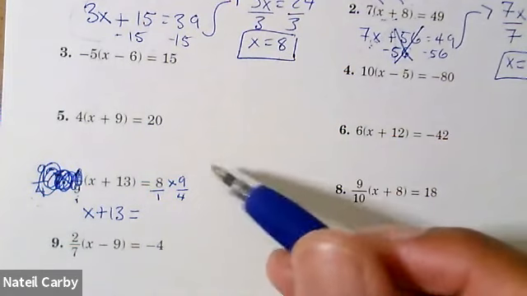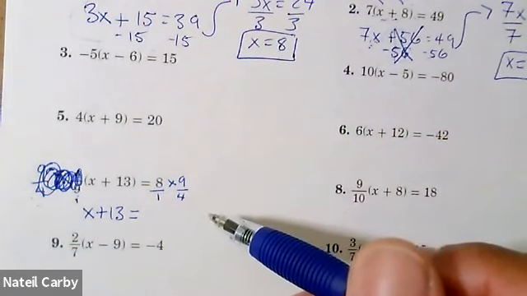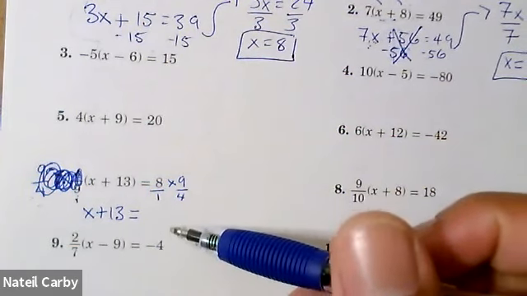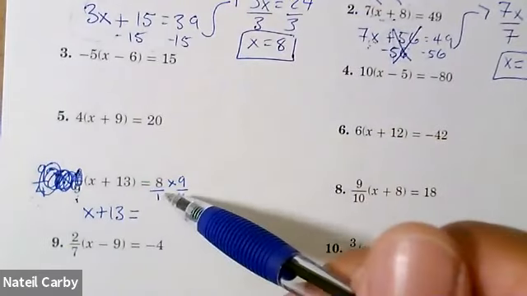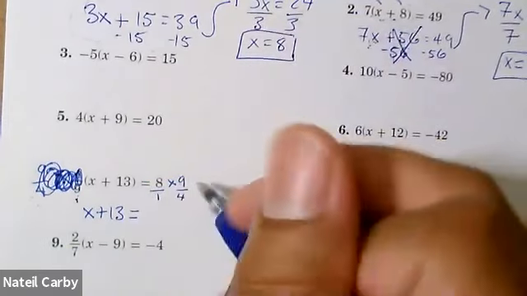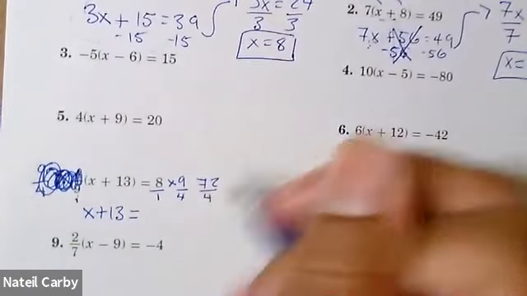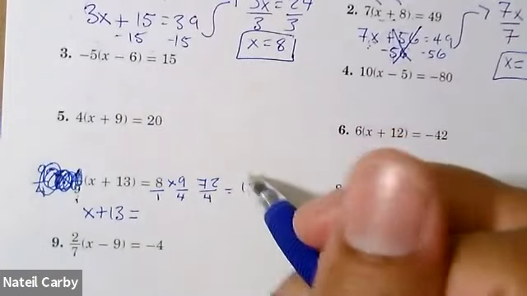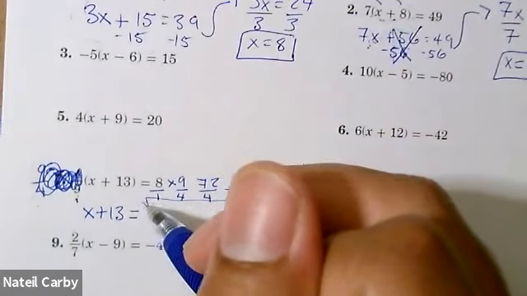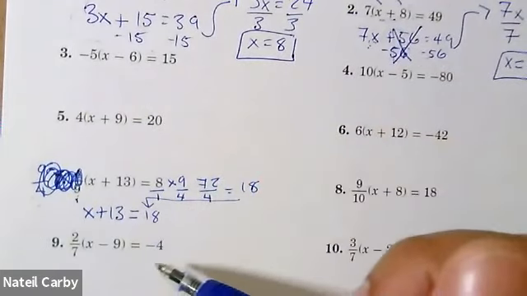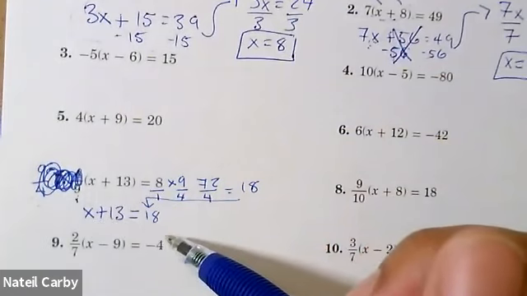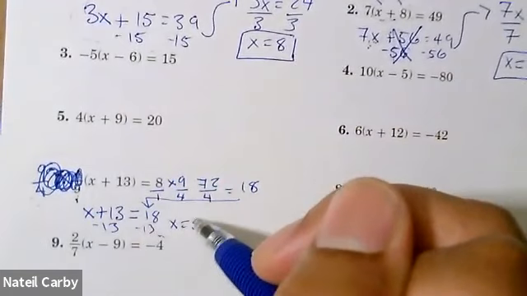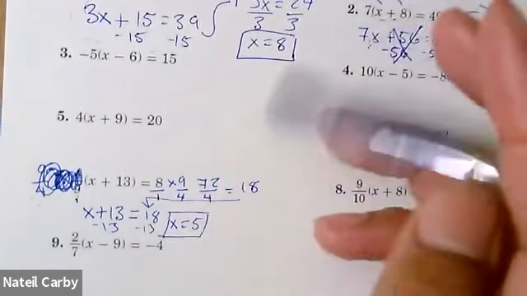Now, of course, you got the right-hand side here. So you're gonna have to do your math in order to figure that out, right? Remember when you multiply fractions, you multiply straight across. So you have 72 over 4, and 72 divided by 4 is actually 18. So I'm going to bring this 18 right over here. Now I have x plus 13 equals 18. Subtract 13. X is equal to 5.